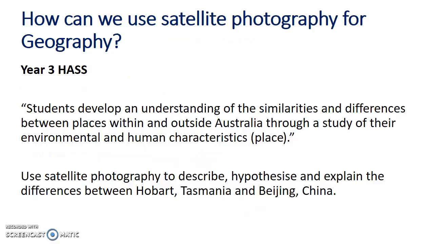So how can we use satellite photography for geography? Here I've taken a Year 3 example from the HASS curriculum. In the statement it says students develop an understanding of the similarities and differences between places within and outside of Australia through a study of their environmental and human characteristics. So focus on the geographical concept of place. You can here use satellite photography to describe, to hypothesize, so draw conclusions, ask questions, and explain the differences between somewhere like Hobart in Tasmania and Beijing in China.